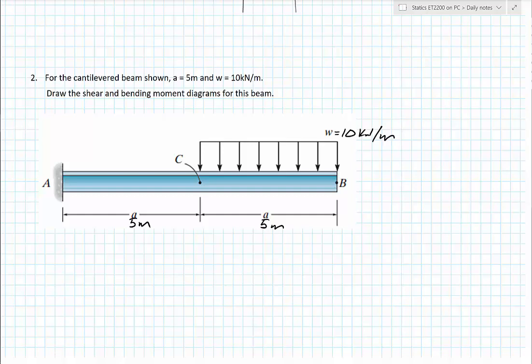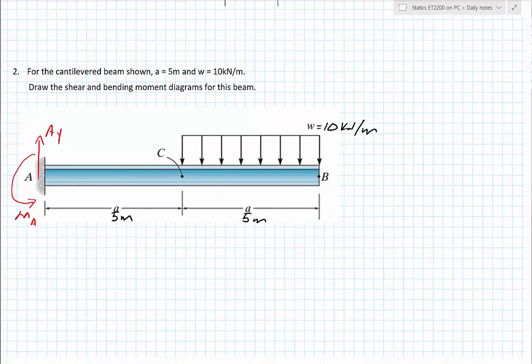To start off with, we want to find the reactions. Now this is a cantilevered beam, which means I could have a moment over here, and I could also have a point load. So I'll call this AY and the moment at A. I could put AX, but it's going to be equal to 0 from sum of the forces in the X direction equals 0.